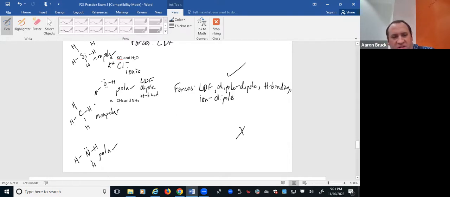As far as the forces are concerned, in the methane, we know we only have the London force. In the ammonia, we have all of the traditional covalent forces, London, dipole, hydrogen bonding.